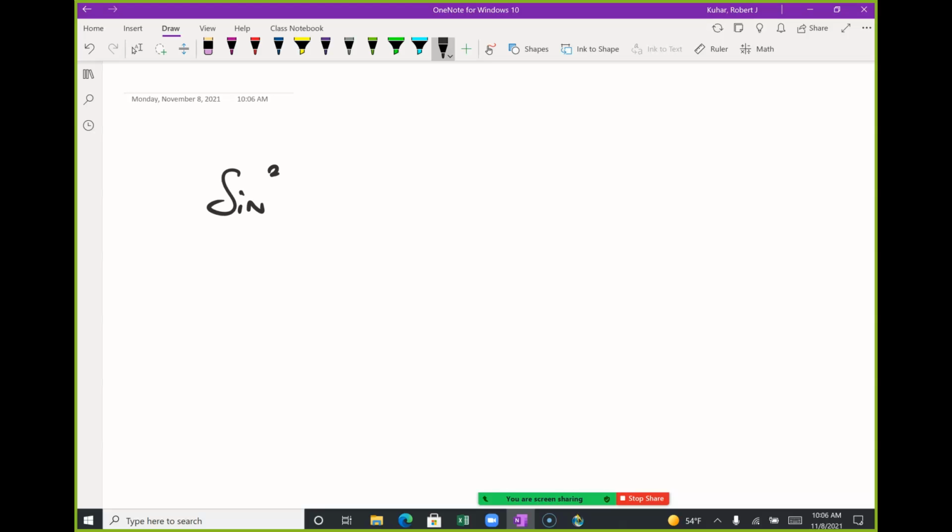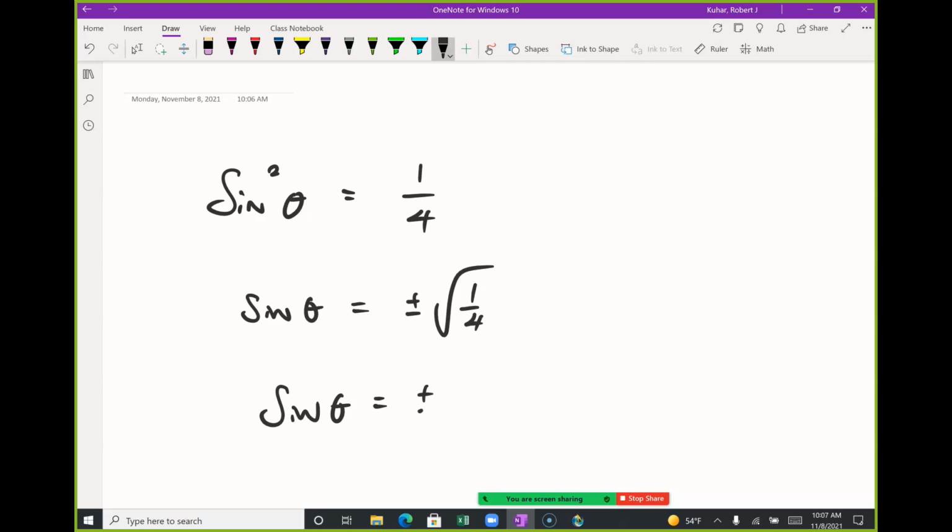So sine squared theta equals 1/4. So single trig, just what we want, right? And so I'm trying to solve for theta. If I have a sine squared, I want to get to a sine, and then think about the reference table, the sine graph, the bow ties. So what do I know? I know that sine of theta is plus or minus the square root of 1/4, so sine of theta is plus or minus 1/2.